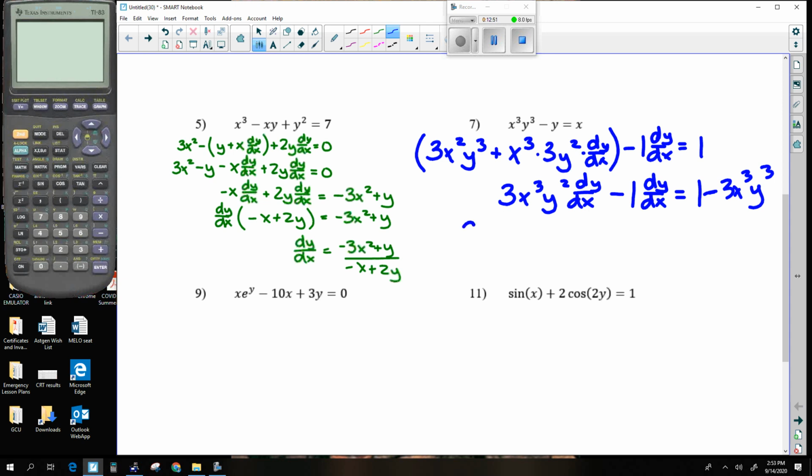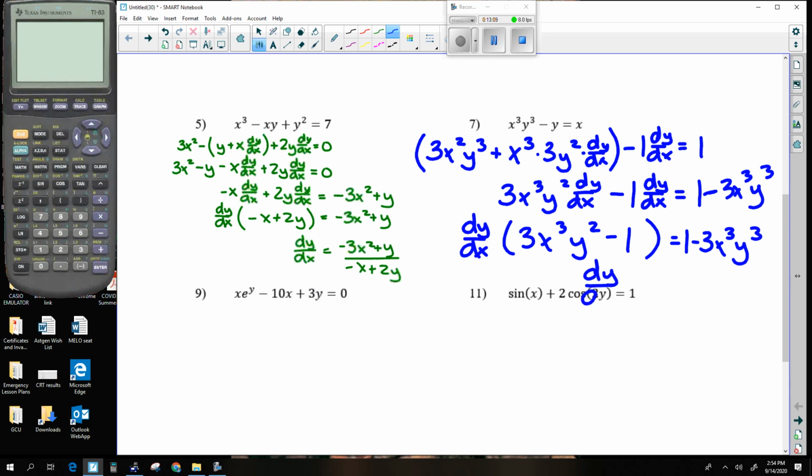All right, I factor out the dy dx. That'll leave a 3x to the third y squared minus 1. And then I divide that off. So dy dx, I'm going to move the equal sign. I hate moving the equal sign, but so this is 1 minus 3x to the third, y to the third, and I divided off 3x to the third, y squared minus 1. And that's what dy dx is.